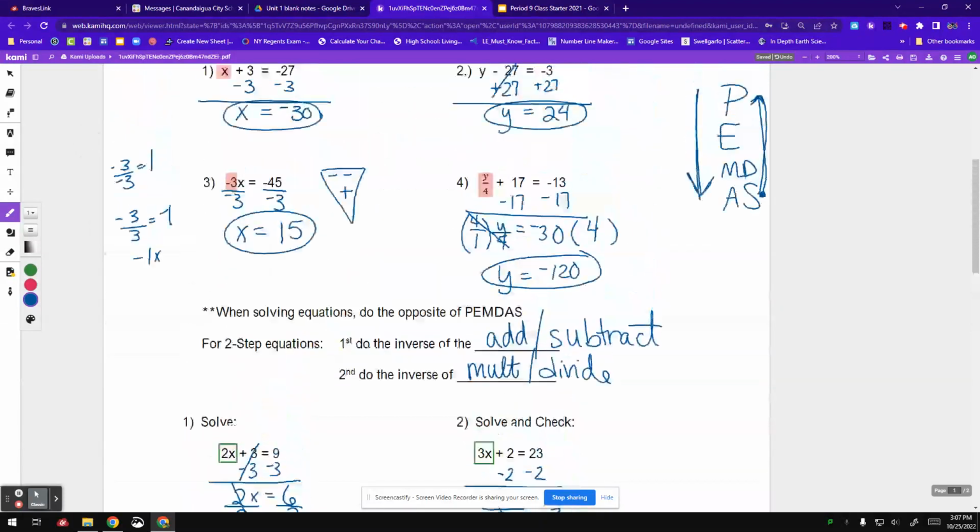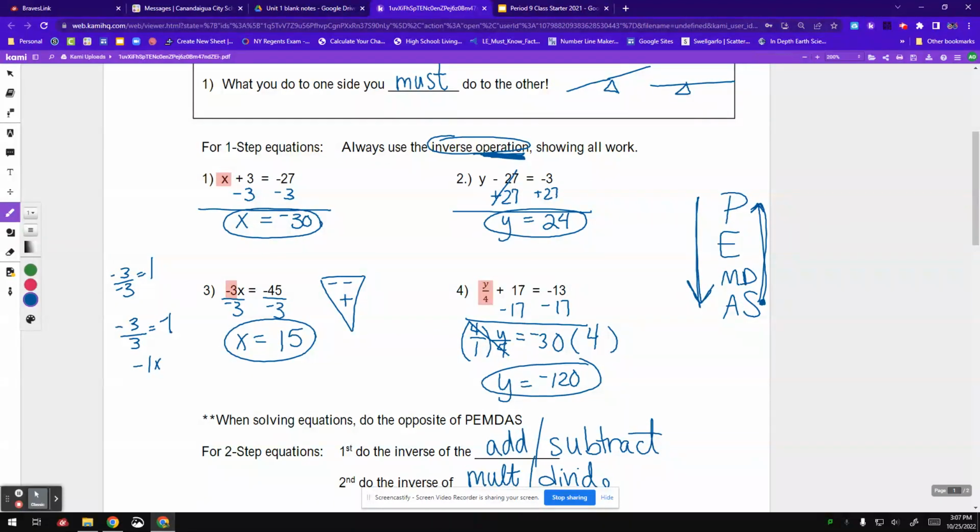Before I go to the next page, I want to show you what a check looks like. So your check, I'm going to label it a check. And what I'm going to do is replace this x with what I think the answer is. So I'm going to rewrite that equation. Negative 30 plus 3 equals negative 27. And I'm going to do this problem. Negative 30 plus 3 is negative 27. And you have to show that both the sides are the same.